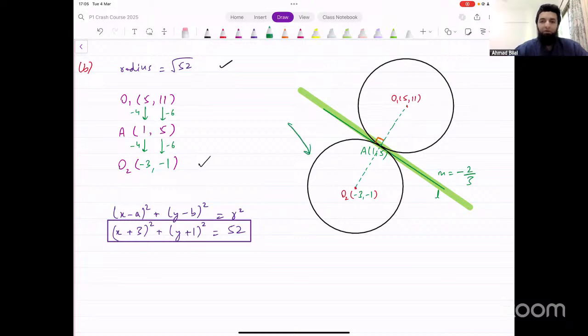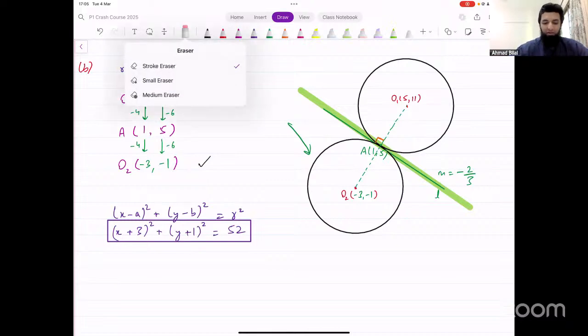And how do you find the equation of the circle then? Again, you can find the coordinates of the center using the vector method like this. The radius would again be the same, because if it's a reflection, the size of both the figures should be the same. So radius should be square root of 52 for that as well. And you can find the equation the same way in that case as well.